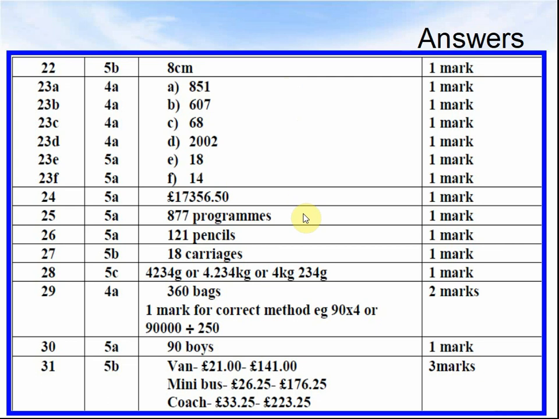25 877 programs. 26 121 pencils. 27 18 carriages. 28 was 4,234 grams, or 4.234 kilograms, or 4 kilograms 234 grams. 29 was 360 bags. 1 mark for correct method, e.g. 90 times 4, or 90,000 divided by 250.